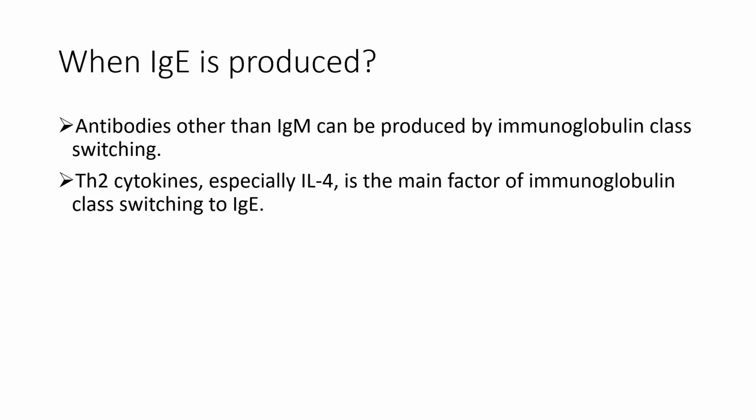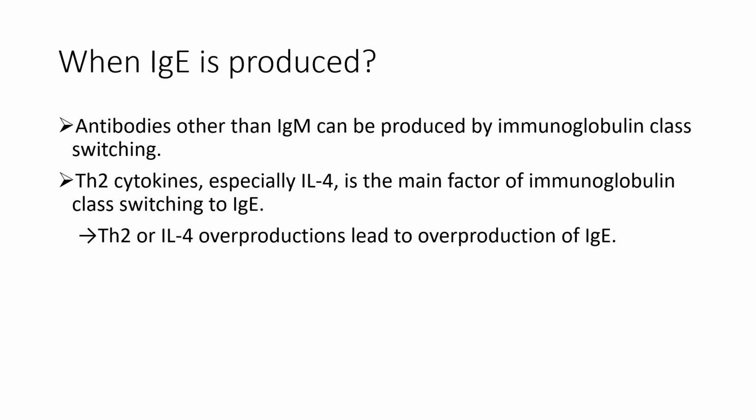Cytokines from Th1 and Th2 types of helper T cells cause B cell differentiation, and it is IL-4 secreted by Th2 that is mainly responsible for differentiation into IgE. The rest of the Th1 cytokines result in immunoglobulin class switching to IgG. Therefore, Th2 and IL-4 overproduction lead to overproduction of IgE.